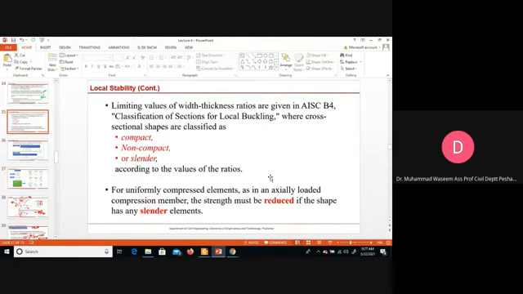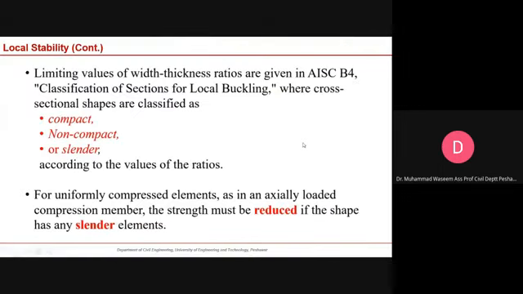Okay, we were here somewhere. Now, limiting values of width to thickness ratios are given in AISC. Classification: the cross sectional shapes can be classified as compact, non-compact, or slender sections.